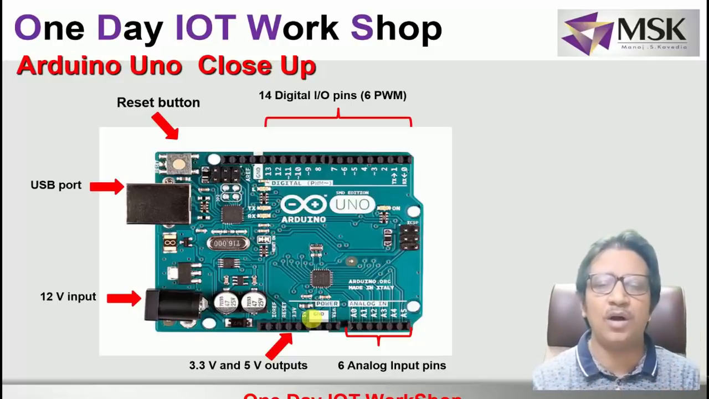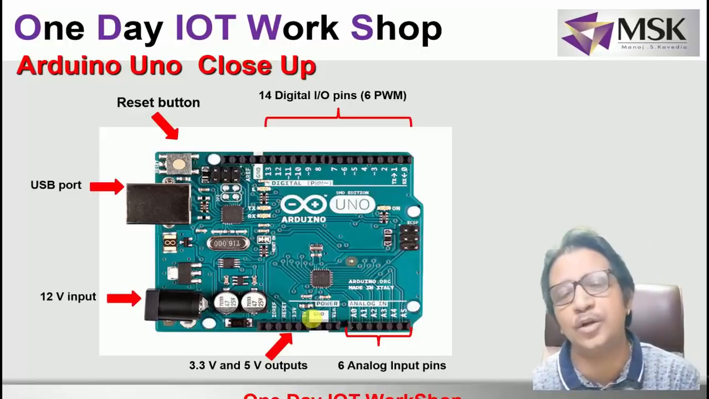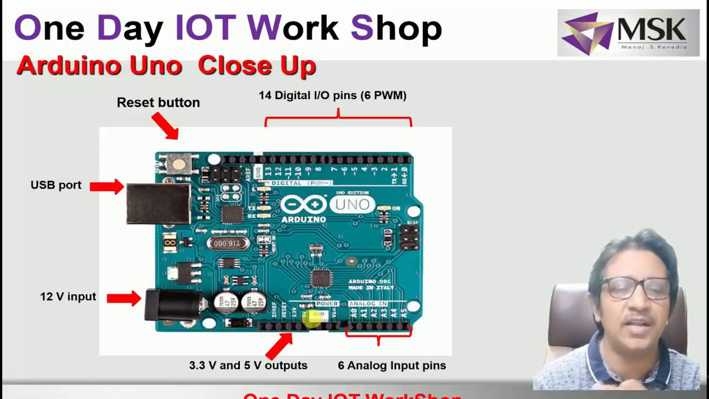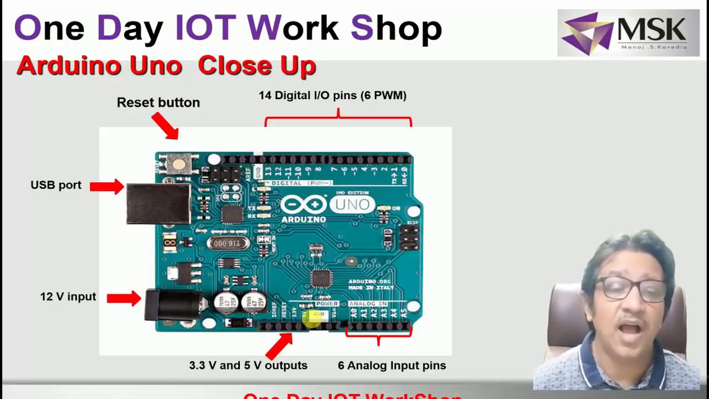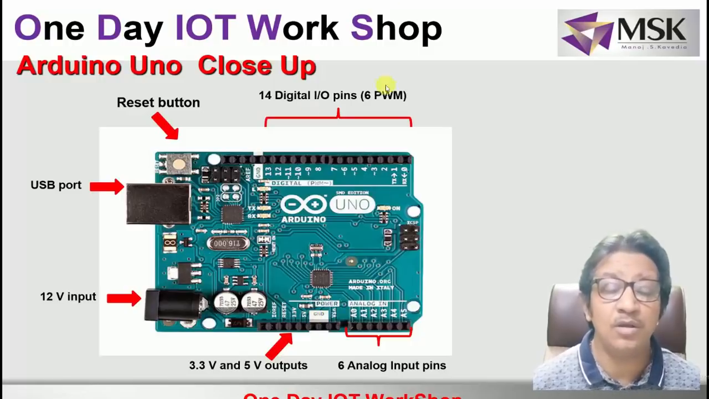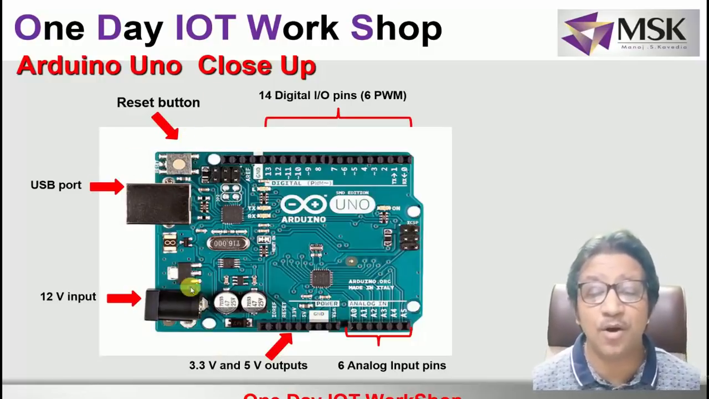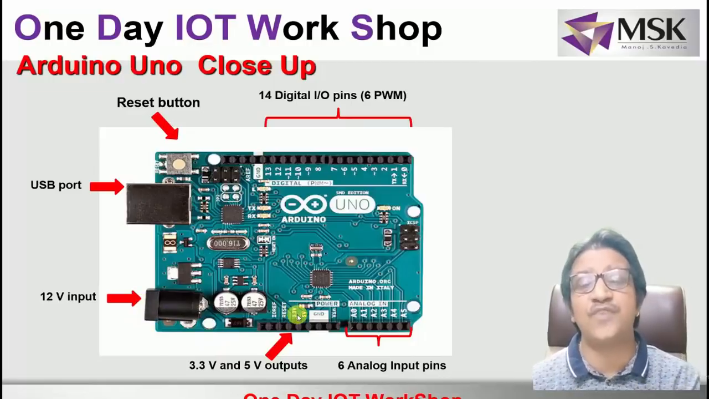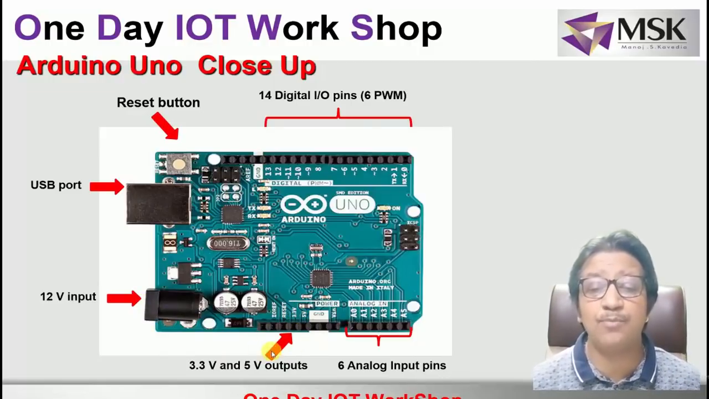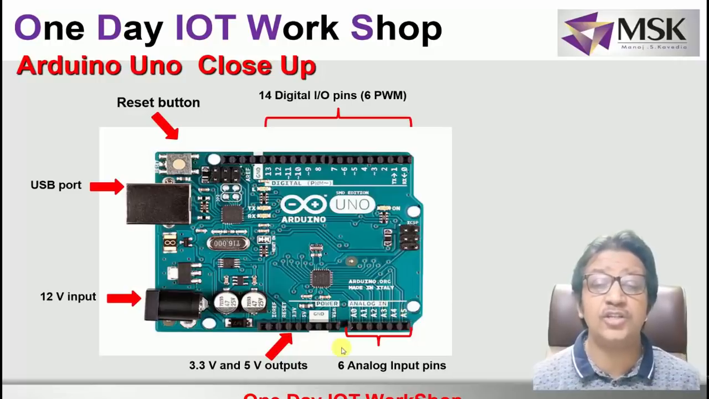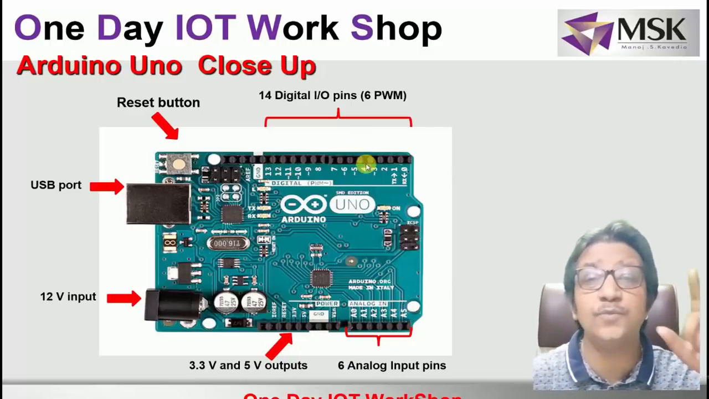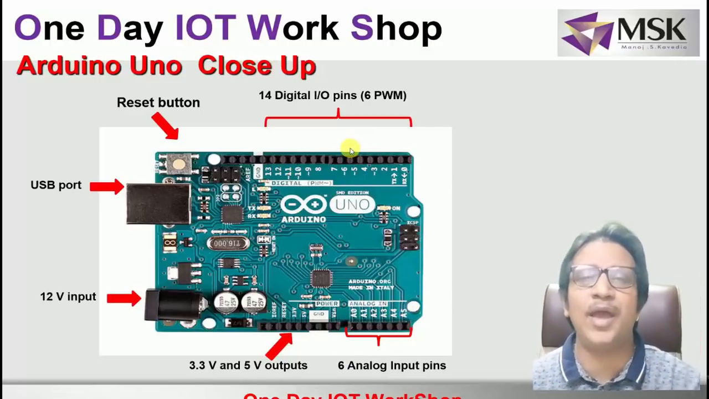So friends, I hope what all the things on the Arduino board are is clear to you. On the Arduino board, there is a reset button. Then after the reset button, there is a USB port, and after the USB port, there is a 12 volt input. Then there is a power supply section with 3.3 volts and 5 volts. There are 6 analog inputs and 14 digital IOs, and out of these 14 digital IOs, 6 are PWM.